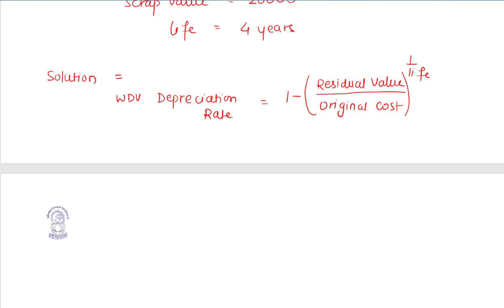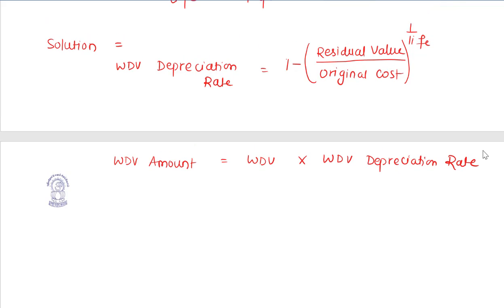So let us continue and try to solve it. Write over here WDV amount, written down value amount, equals whatever WDV we will calculate multiplied by WDV depreciation rate. So first we will calculate WDV depreciation rate over here.